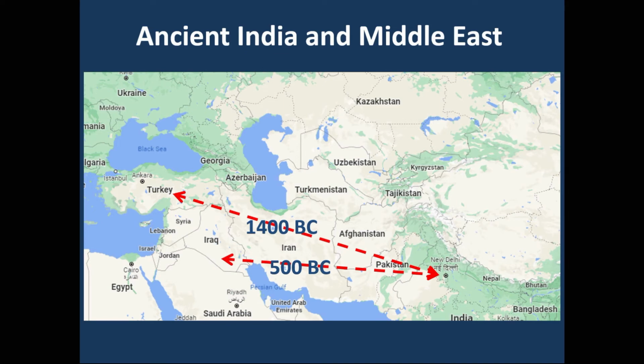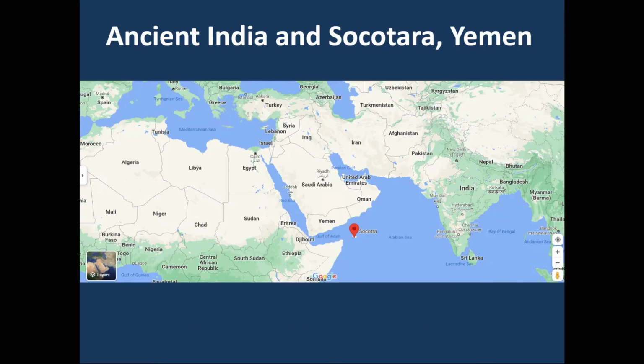Hello friends, in my previous video I have discussed with you the relationship of India with Syria and Mesopotamia or Iraq. In this video I'll discuss the relationship of ancient India with an island called Socotra. You can see this island Socotra here, and it is a part of Yemen. This island, as you can see from the map, is quite close to African countries like Somalia, Ethiopia and Egypt. So let's look at the case of this island from the perspective of ancient India.